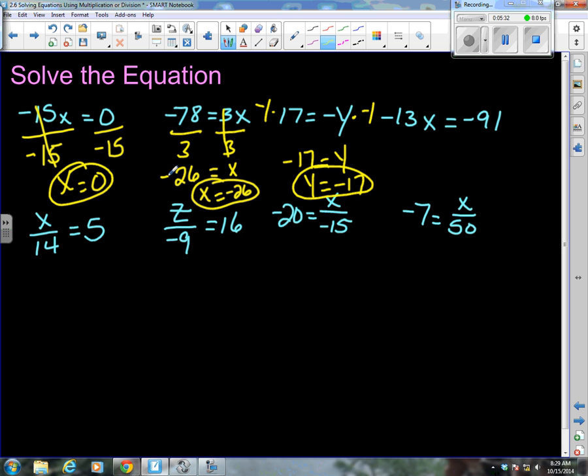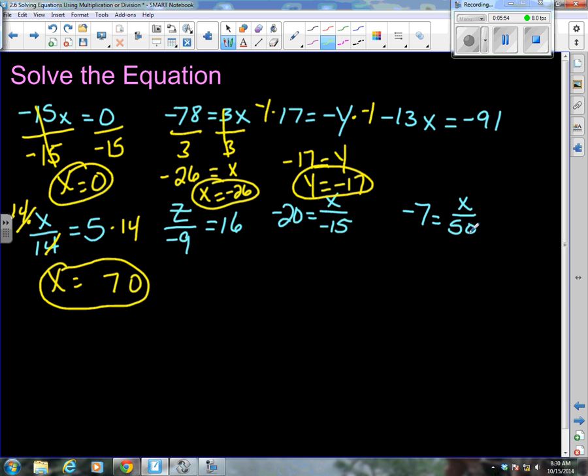Okay. Let's look at this. This is x divided by 14, so the opposite of division by 14, I don't have a lot of room here, is multiplication by 14. Okay, the 14's cancel. x equals, well, 5 times 14 is 70, so I get x equals 70 here. Okay, let's look at this last one here.